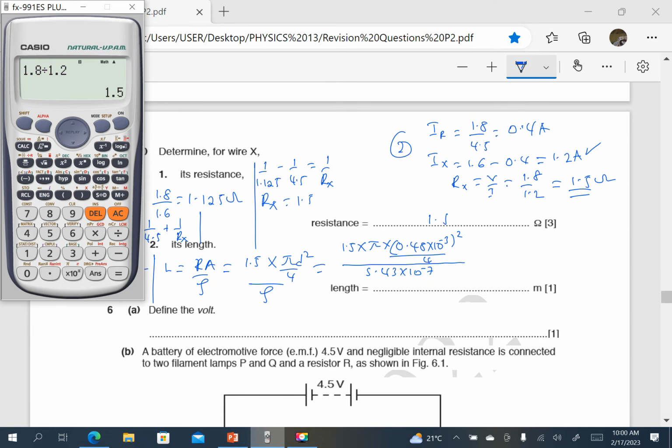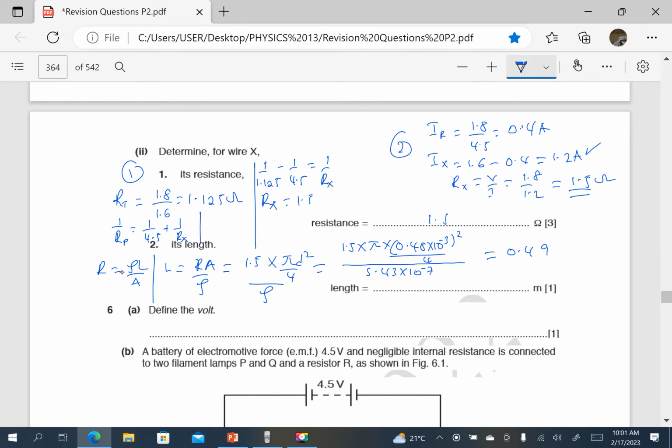So we can check: 1.5 times pi times 0.48 exponent negative 3, that is squared. First divide by 4, then divide by 5.43 exponent negative 7. So that is 0.4999, which is approximately 0.50. So the final answer there is 0.50.